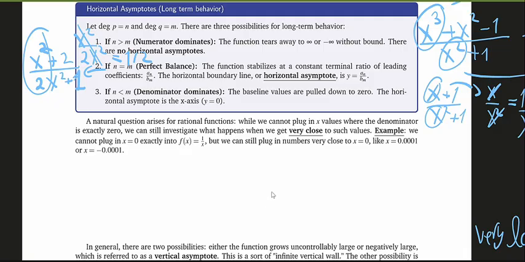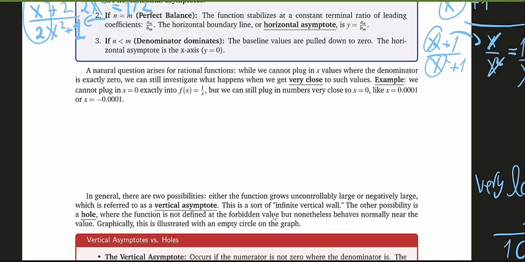So this actually raises an important question. I can't actually plug in something that makes the denominator 0. I can't divide exactly by 0. But what happens when I plug in a point that's very, very close to 0? What happens to the value of the function then? Does it grow haywire, or does it actually look like something sensible?